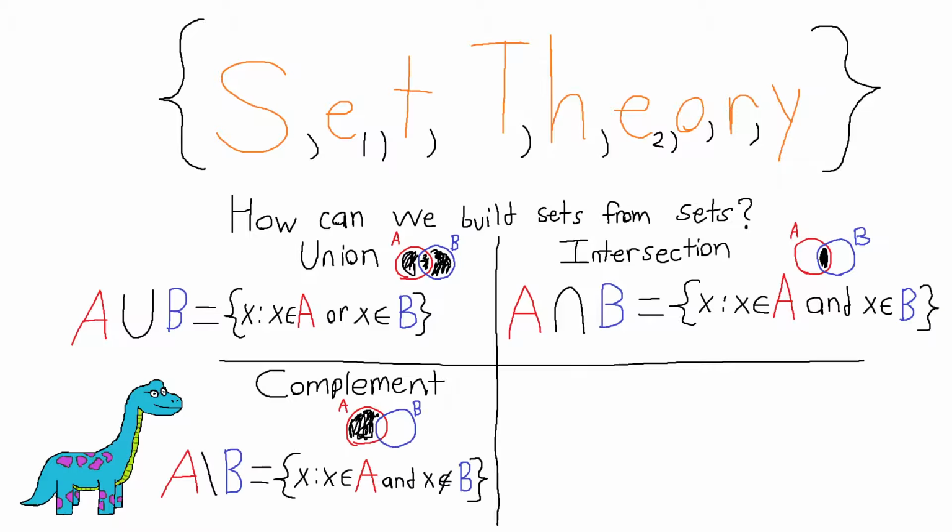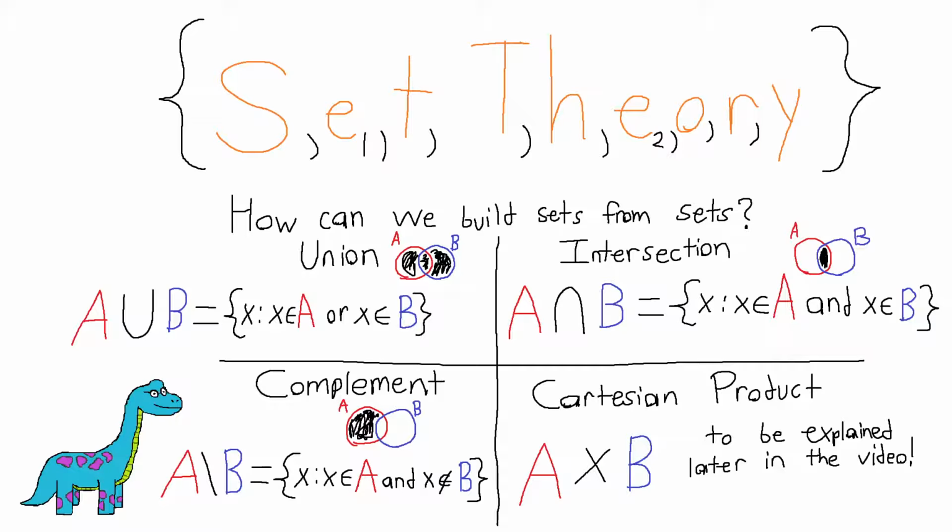The intersection of 2 sets A and B is the set of objects that are elements of both A and B. The complement of a set B in another set A is the set of objects that are elements of A but are not elements of B. And finally, we have the Cartesian product, which we will not talk about at this time, but we will cover later in the video. We will now take a look at some practice problems.